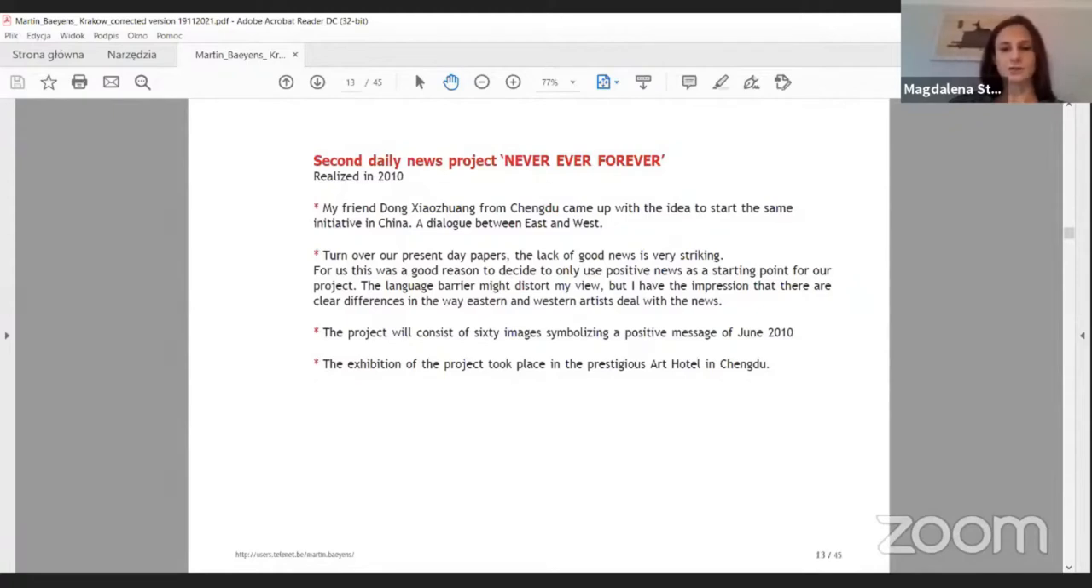For us, this was a good reason to decide to only use positive news as the starting point for our project. The language barrier might distort my view, but I have the impression that there are clear differences in the way Eastern and Western artists deal with the news. The project will consist of 60 images symbolizing a positive message of June 2010. The exhibition of the project took place in the prestigious Art Hotel in Chengdu.